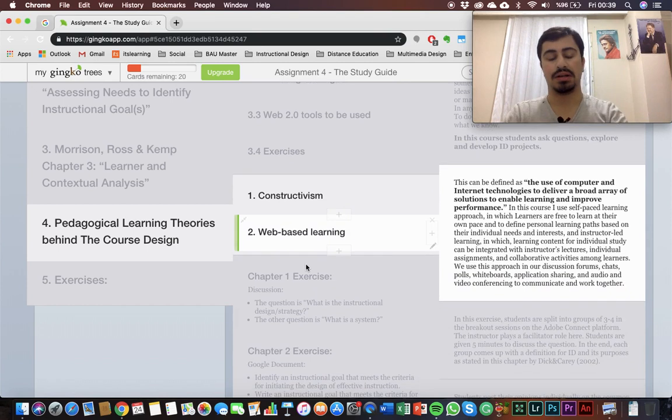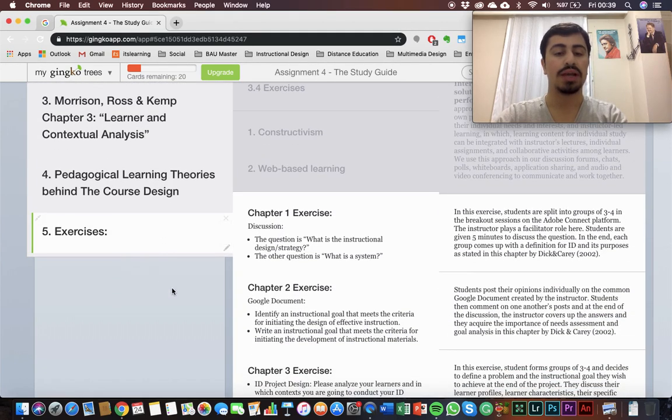And another web learning theory that I use is web-based learning theory, and this can be defined as the use of computer and internet technologies to deliver a broad array of solutions to enable learning and improve performance. So, in this course, I used a self-paced learning approach as well, in which learners are free to learn at their own pace and to define personal learning paths based on their individual needs and interests.